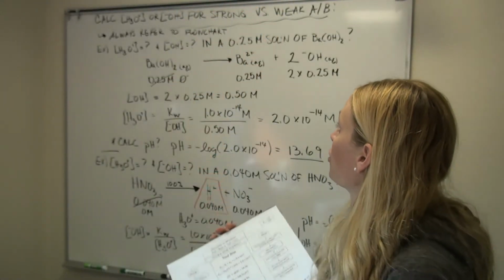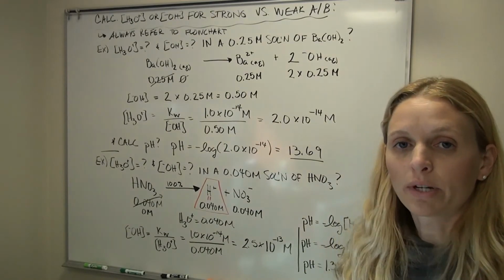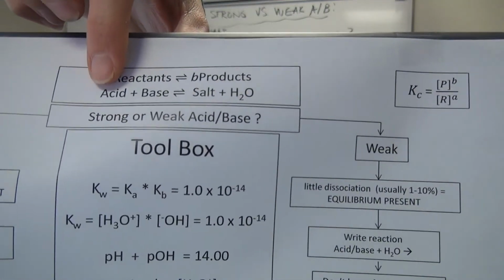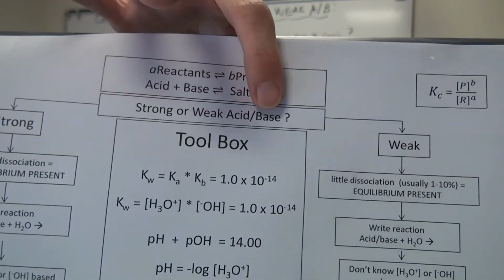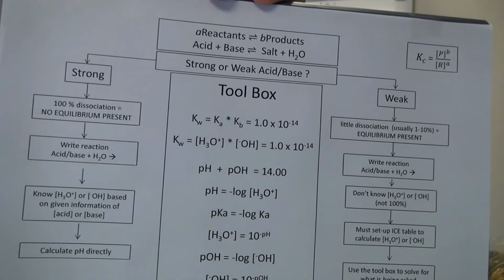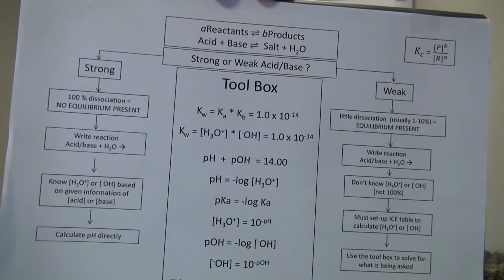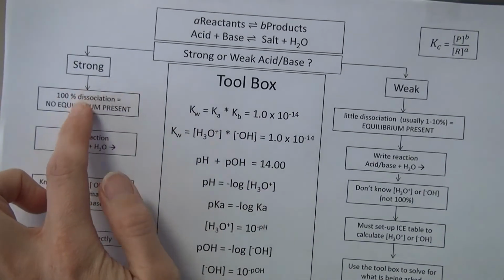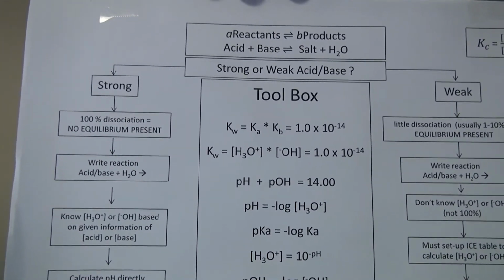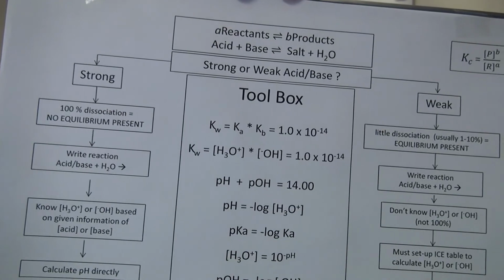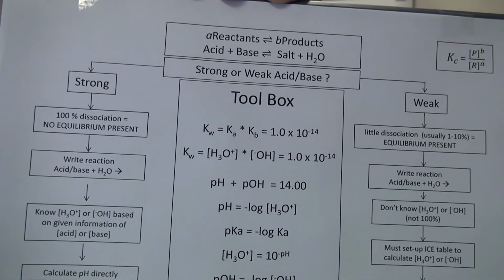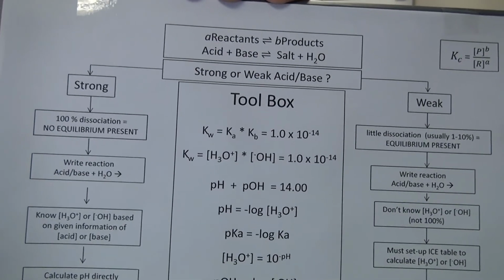Okay, and so the first thing that you always want to identify at the top of our flowchart is: is it strong or weak? Depending on whether it's strong or weak will determine how you solve the problem. If it is a strong acid or base, then we have 100% dissociation. 100% of it is dissociating, and we can go ahead and write the reaction equation. First we would have to identify if it's strong or weak, right?